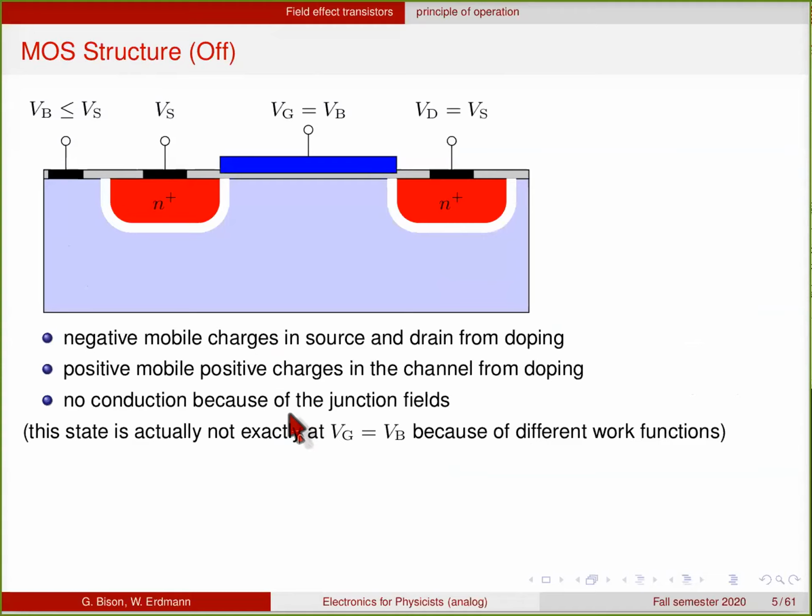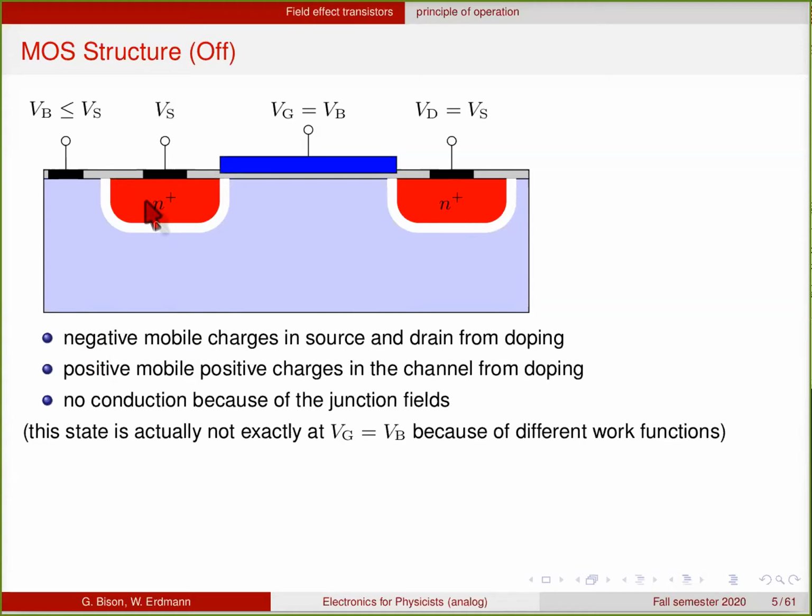So let's start to look at how this works. We start with the MOS structure in an off state. So we have no voltage applied anywhere, so everything is at the same potential, which we can think of as being 0 at the moment.